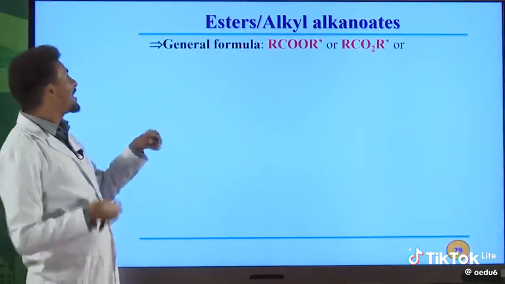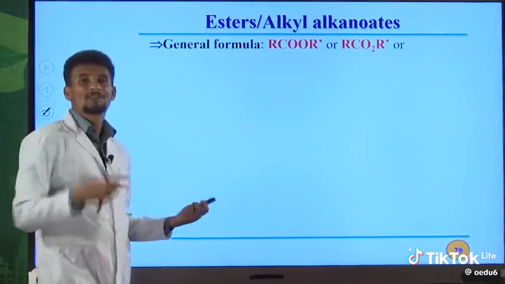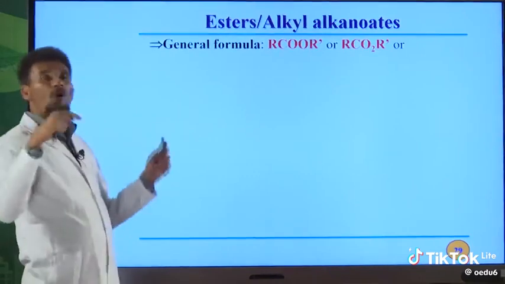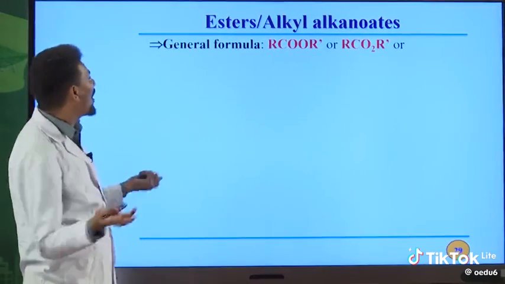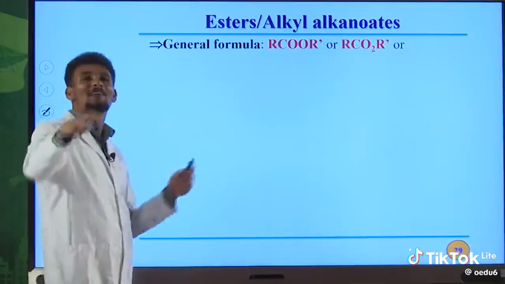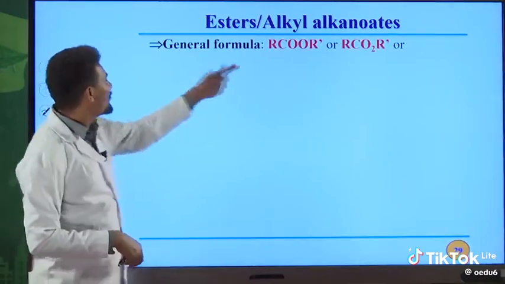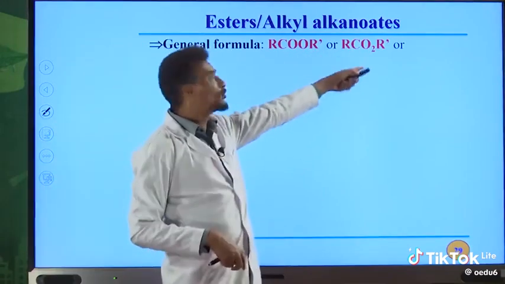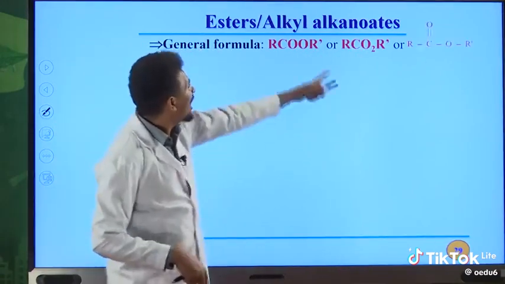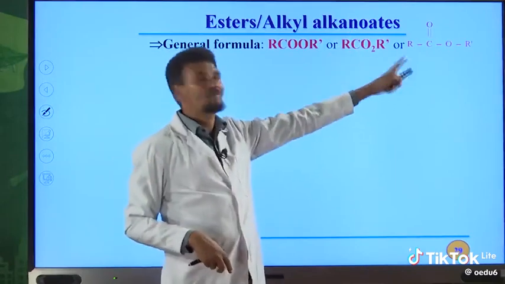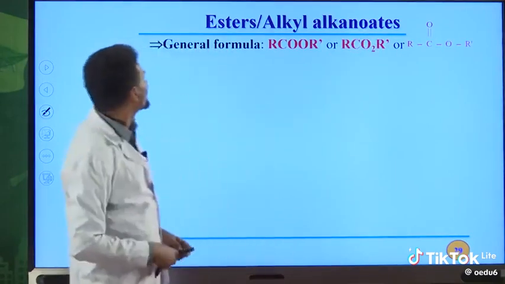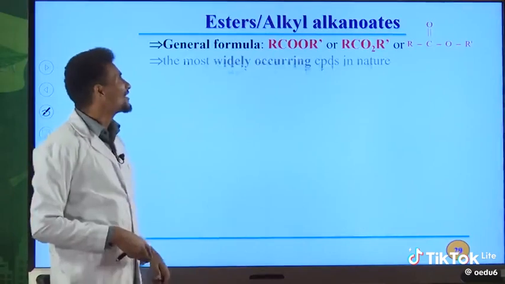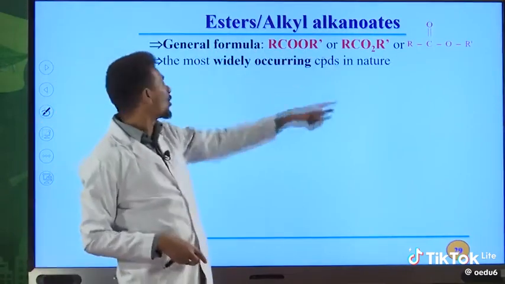Okay, another one, or the last one, is esters. This is the last of the oxygen containing organic compounds, or oxygen derivatives of hydrocarbons. The general formula for an ester is RCOOR', or RCO2R', or RC double bond O, OR'. This one is the detailed general formula for esters. They can be named as alkyl alkanoates.